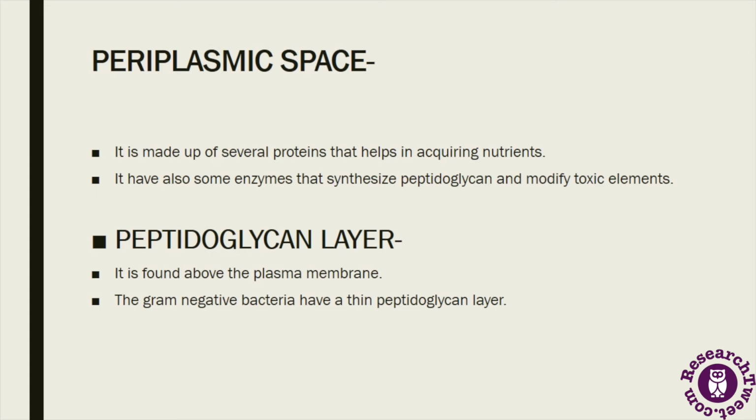Now the another component of the cell wall is the peptidoglycan layer. In gram-negative bacteria, this peptidoglycan layer is very thin. It is found above the plasma membrane or the cell membrane, and sometimes it is not found in the gram-negative bacteria. The gram-negative bacteria have a very thin peptidoglycan layer which makes up only 5 to 10% of the cell weight. And sometimes, like in E. coli and some other genera, they have only 2 nanometer thick peptidoglycan.